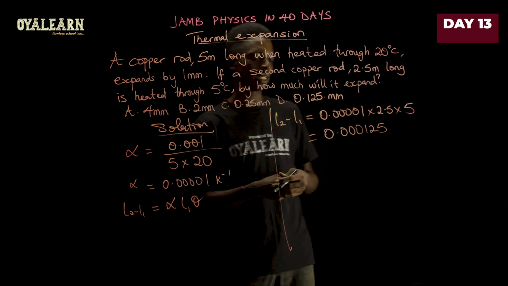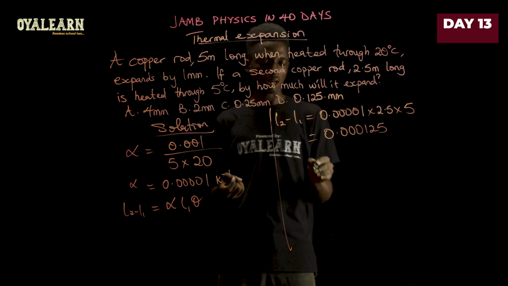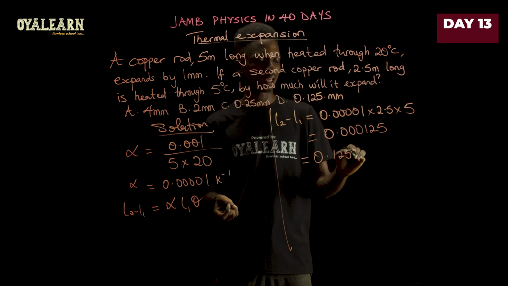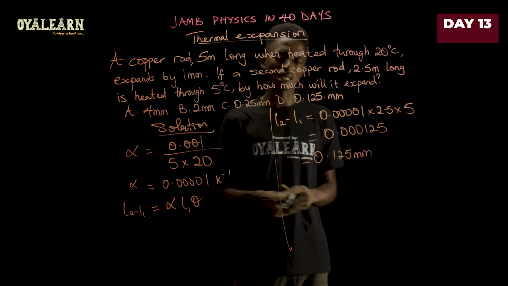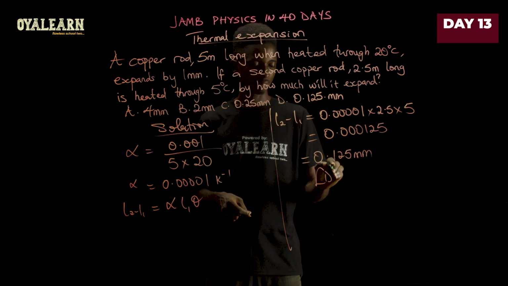And to bring this to millimeter, because the options are in millimeter, we have to multiply this by 1,000. Now that will give us 0.125 millimeters. So the correct option here is option D.